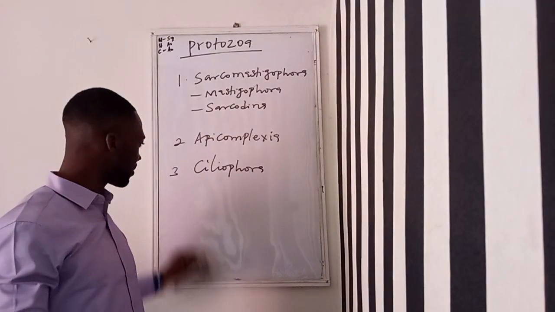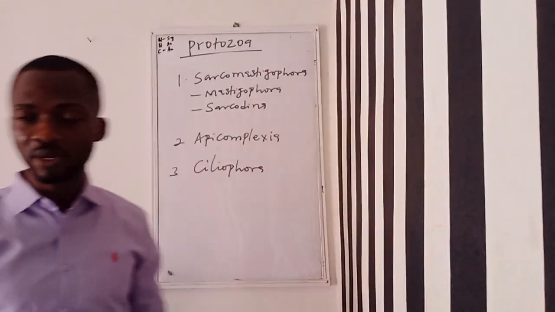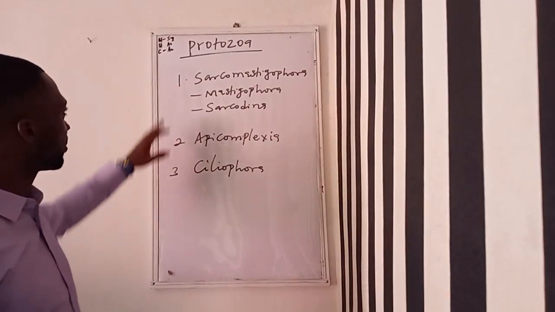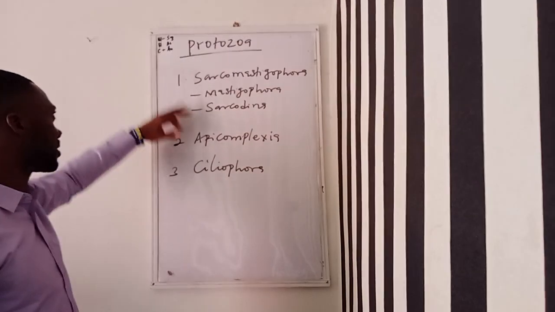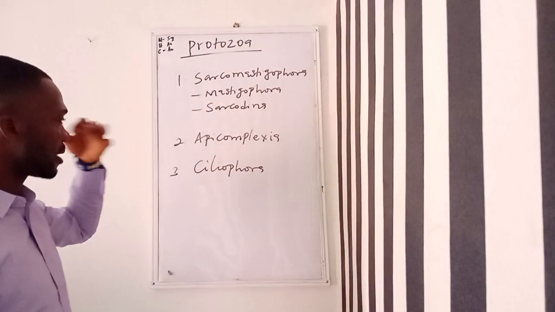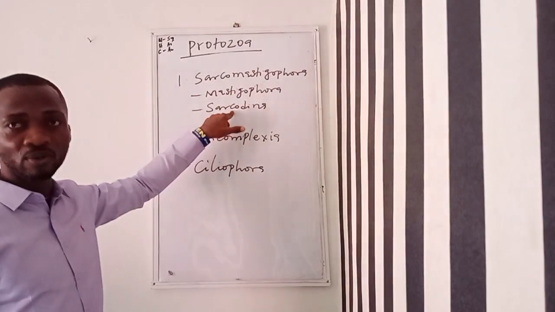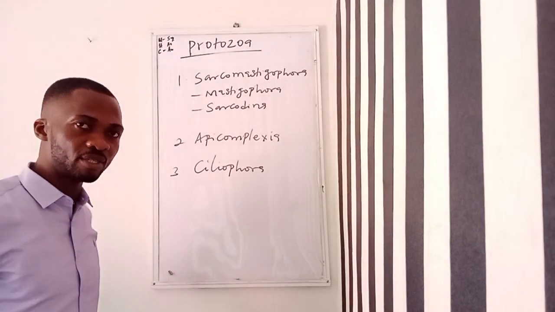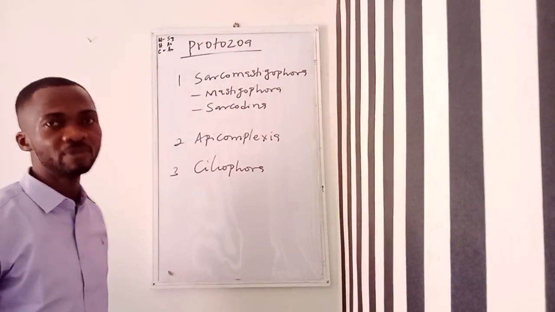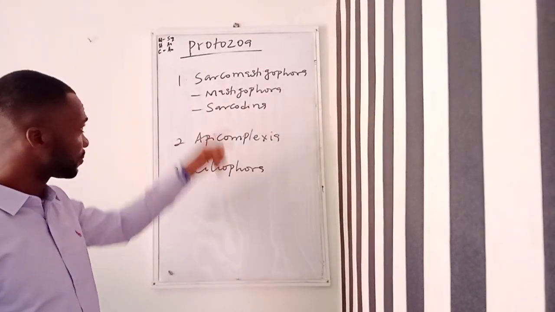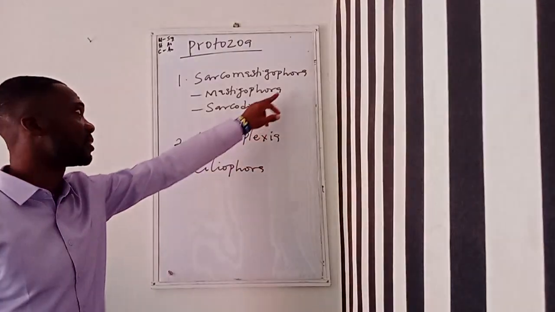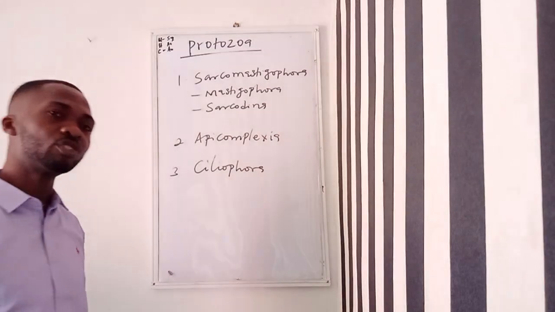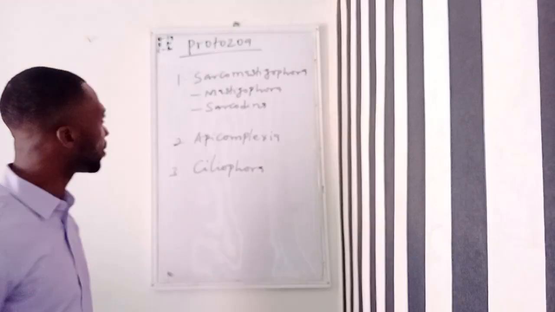The last two, Microspora and Myzosa, are not usually too important. The most important ones are the first three, Sarcomastigophora. As you can see, this is a combination of Sarcodina and Mastigophora. Whenever you hear Mastigophora, it's talking about flagellates. Another name for Mastigophora is flagellata. These are the group of protozoa that use flagella for locomotion. I mentioned Trypanosoma and Leishmania as examples under Mastigophora.